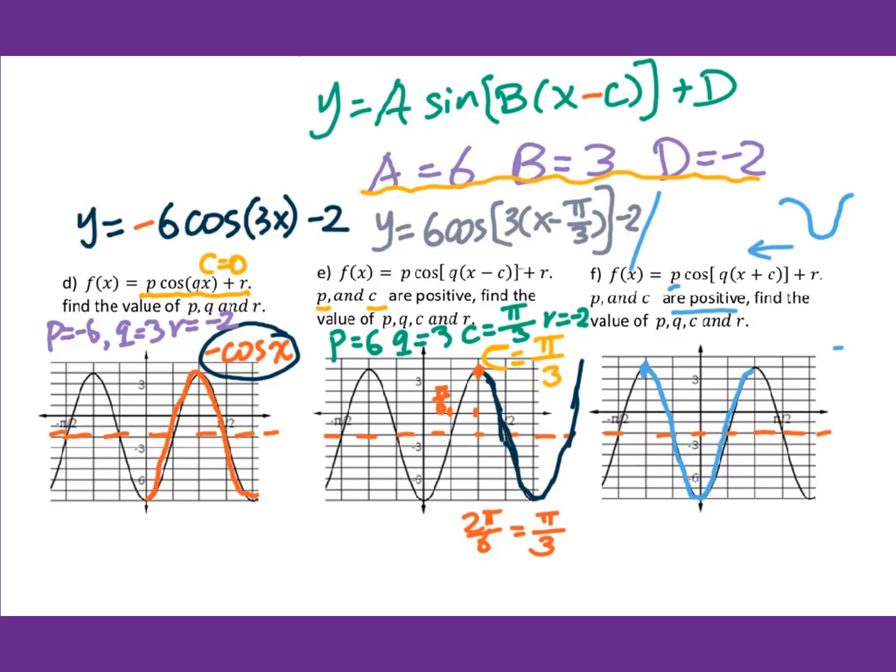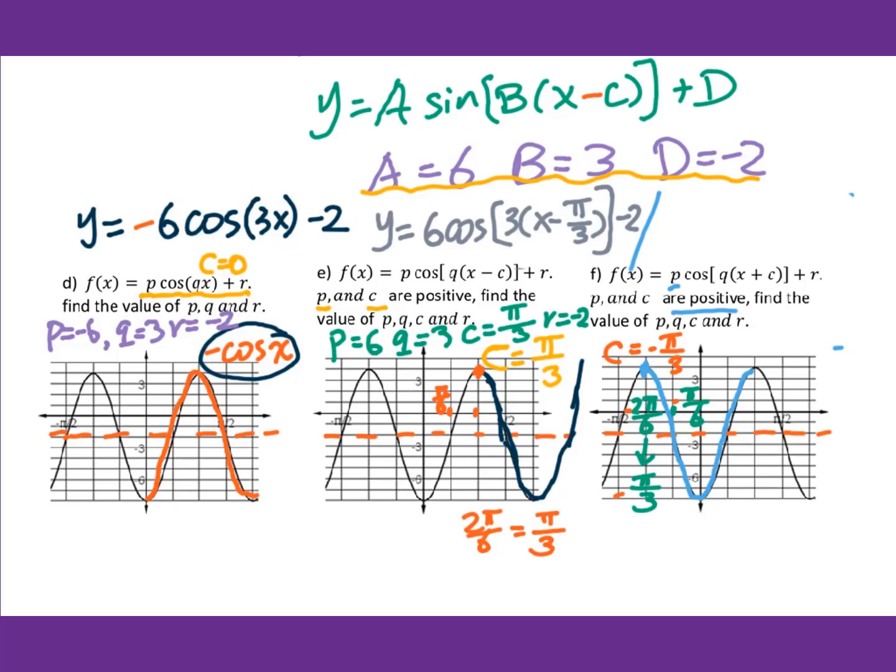Each unit is pi over 6. We got 1 pi over 6, so this one is 2 pi over 6. We reduce, and get pi over 3. Don't forget negative. Now this is negative, so we got C equals negative pi over 3.